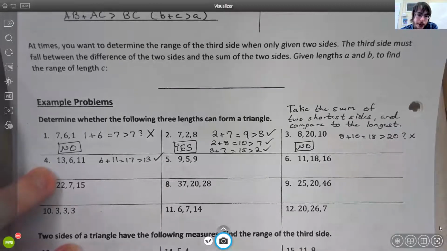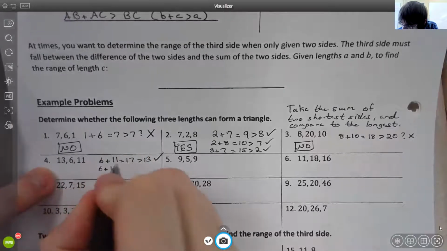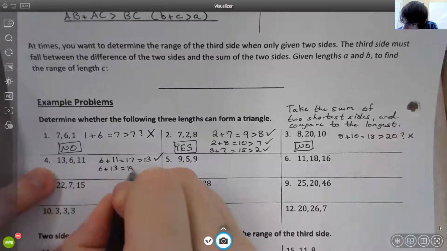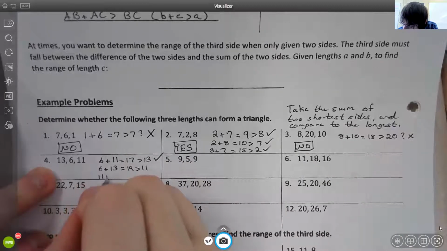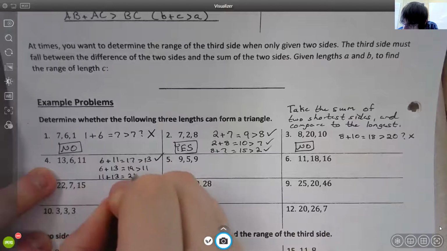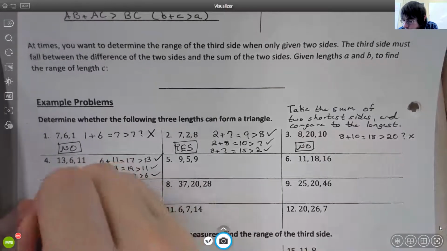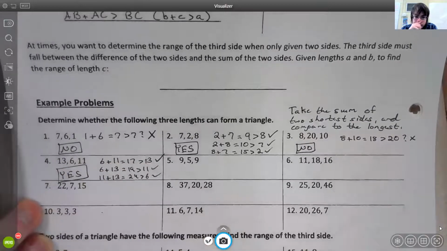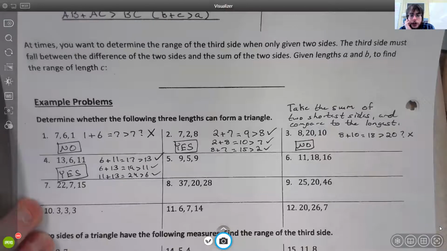But just in showing you this, I want to make sure you see this. So 6 plus 13 is 19, which is greater than 11. And 11 plus 13 is 24, which is greater than 6. So they all check out. So again, take your 2 shortest sides, add them together, and if they're larger than the third side, you're good to go. You're golden. Apologies for the bell.